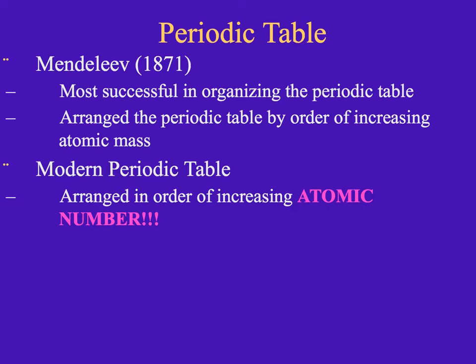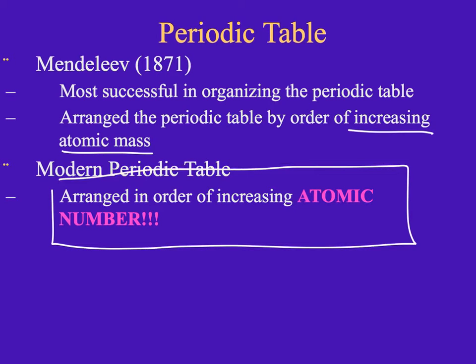If you remember, Mendeleev was the first person to organize the periodic table successfully, and he organized the periodic table based on increasing atomic mass. But later we discovered that that probably wasn't the best way, because the way that he had the periodic table organized, it had some holes and gaps in the groups. So it wasn't the best way. Now our periodic table is organized in terms of increasing atomic number.